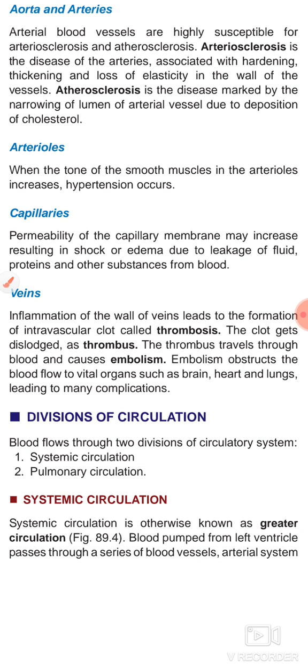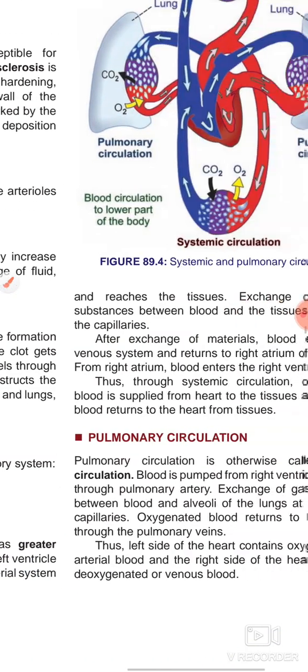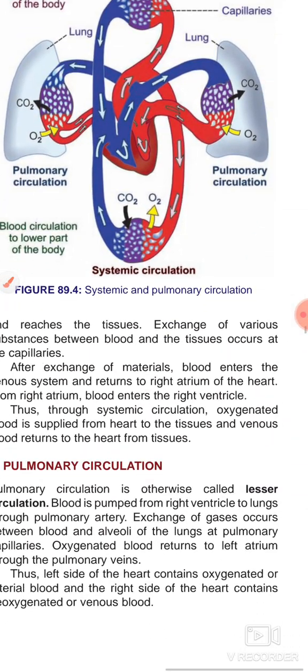Then there is a division of circulation. We have two types of circulation. First is the systemic circulation, then the pulmonary circulation. As the name indicates, first we discuss the systemic circulation. The systemic circulation is the greater circulation, because you pump your blood from the left ventricle to all your blood vessels, your arterial system, and then you return back through your venous system.